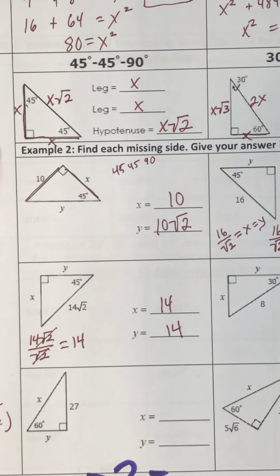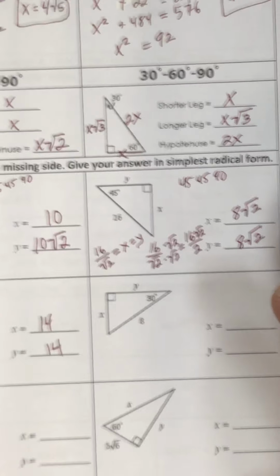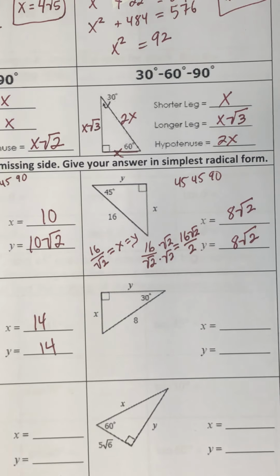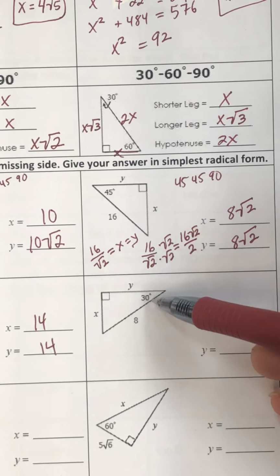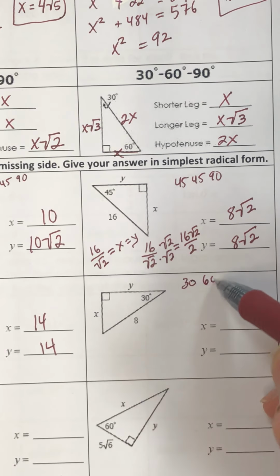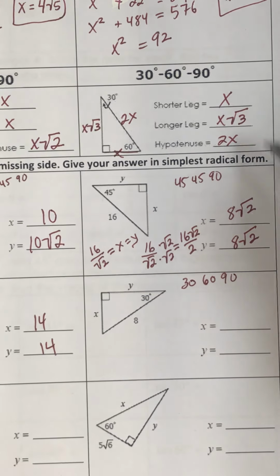Square root of 2's can reduce each other. Okay, what do we got here? So I see a 30. So this tells me this is a 30, 60, 90. So I go to the 30, 60, 90 rules.